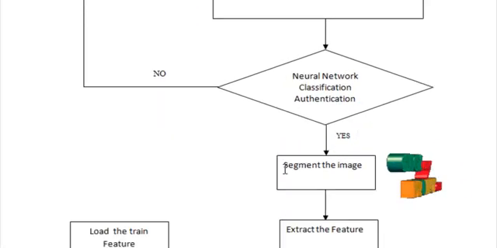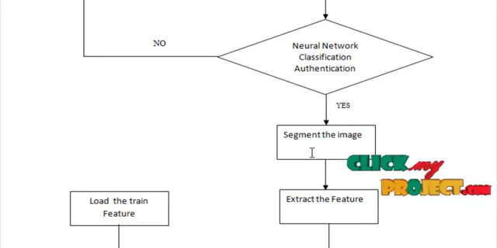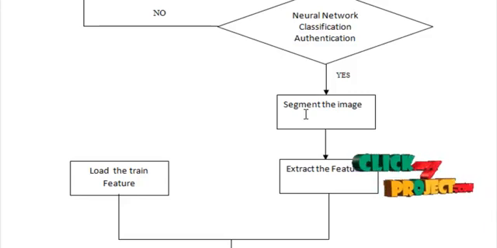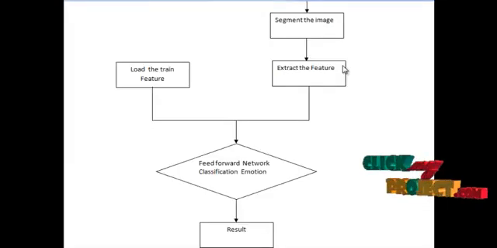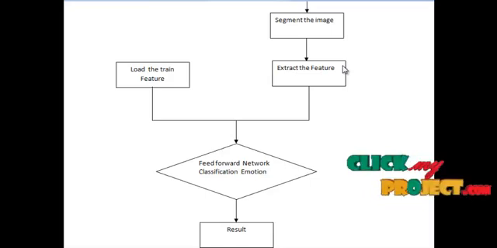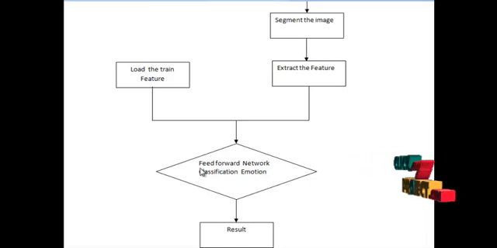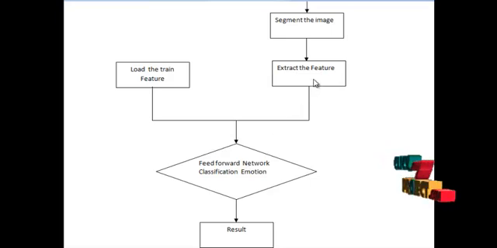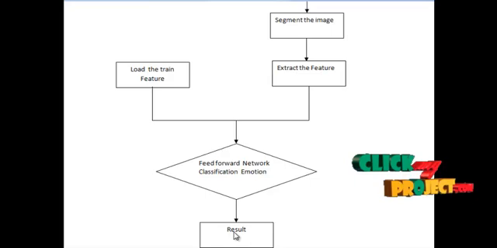In the segment image process, we segment the image into 4 parts because we find the emotion from the face reaction only, so we segment the image to find the emotion. Now we extract the segmented image features. In this process, we also use the principal component analysis method. Now the segmented image features go to another artificial neural network, a feed forward network, for the classification of the authentication image's emotions, and we also give the train feature to the feed forward network. The feed forward network classifies the feature with the train feature and gives the result. The result is the emotion of the authentication image.